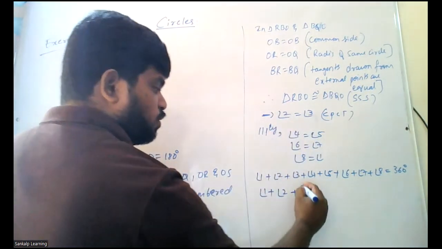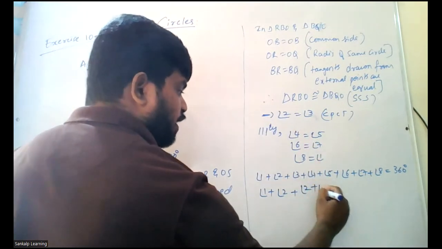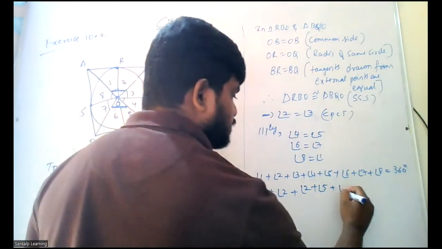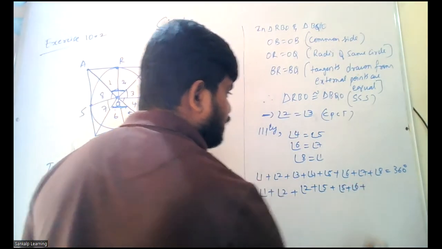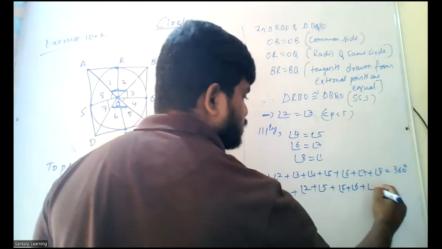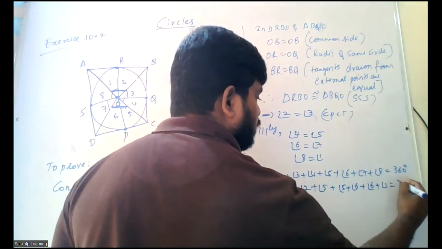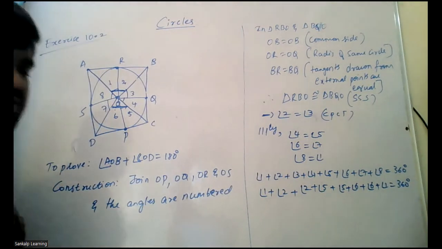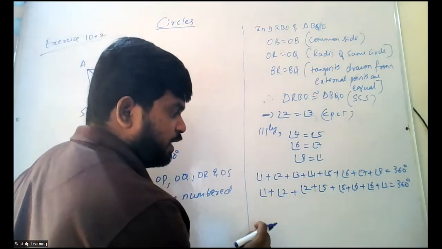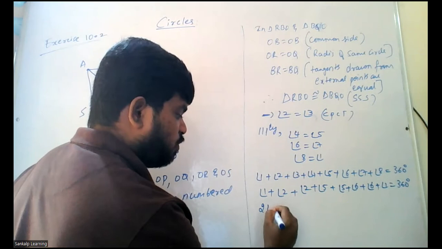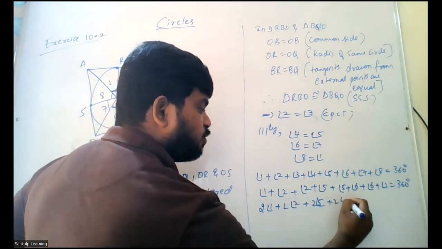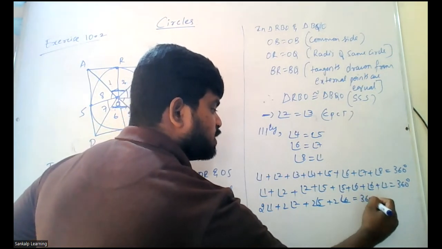3 can be written as what? 2. 4 can be written as what? 5. Okay. 5 and 6 we need, so we'll keep it as it is. 7 is equal to what? 7 is equal to 6, and 8 is equal to 1, equal to 360. Whichever is required, we have kept it. The other things we have changed. How many times did you get angle 1? 2 times angle 1, 2 times angle 2. Similarly, 2 times angle 5, 2 times angle 6, equal to 360 degrees.